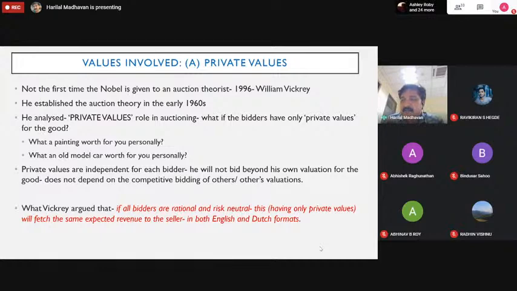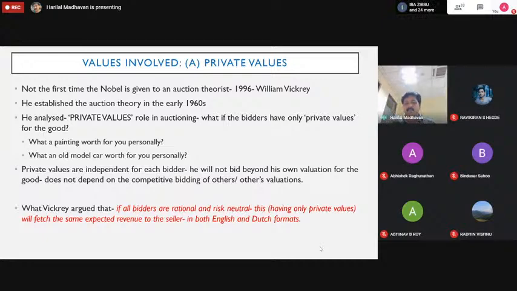I know that I am ready to give this much price for a particular model of car, and I don't want to go beyond it, because in my mind that particular product is worth that much. So I'm ready to pay up to that amount. Each bidder has their own amount fixed in their mind. William Vickrey, who won the Nobel Prize in '96, argued that if all bidders are rational and risk neutral, then if the commodity has only private values, it will fetch the same expected revenue to the seller in both English and Dutch formats.